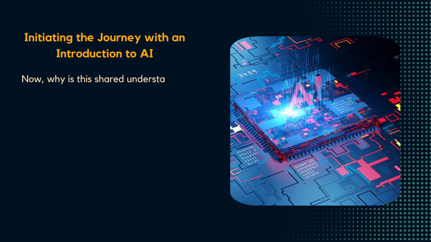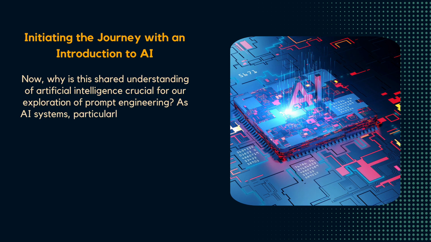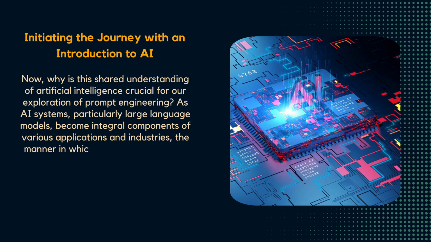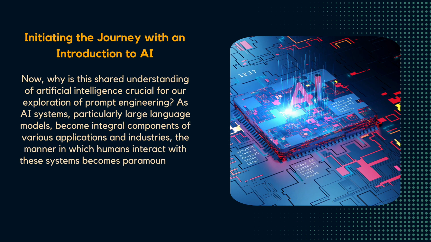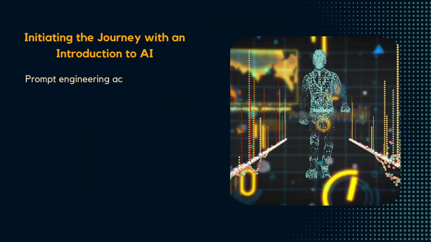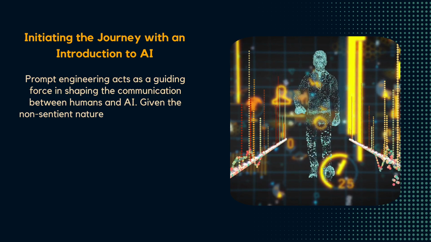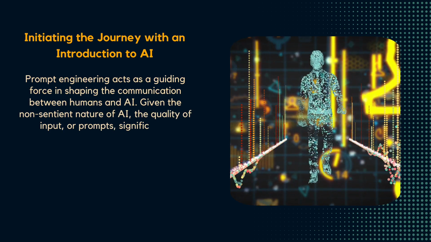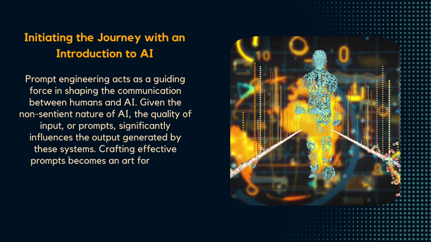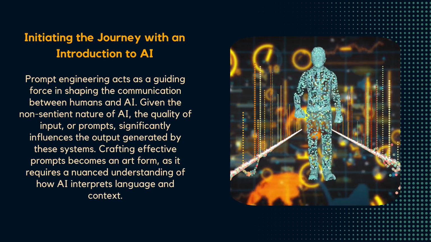Now, why is the shared understanding of artificial intelligence crucial for our exploration of prompt engineering? As AI systems, particularly large language models, become integral components of various applications and industries, the manner in which humans interact with these systems becomes paramount. This is where prompt engineering comes into play. Prompt engineering acts as a guiding force in shaping the communication between humans and AI. Given the non-sentient nature of AI, the quality of input or prompts significantly influences the output generated by these systems. Crafting effective prompts becomes an art form, as it requires a nuanced understanding of how AI interprets language and context.